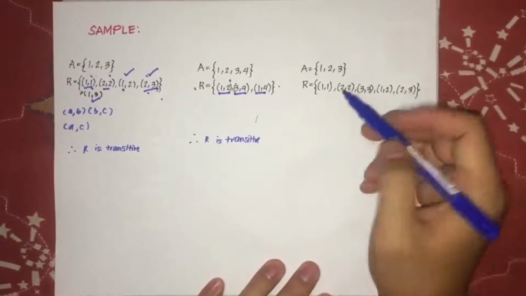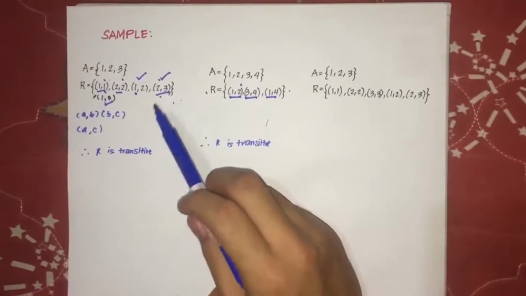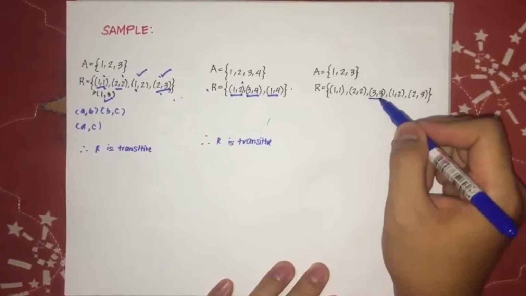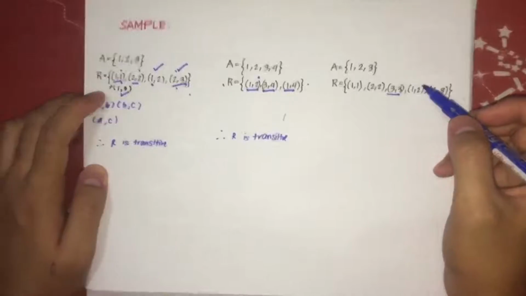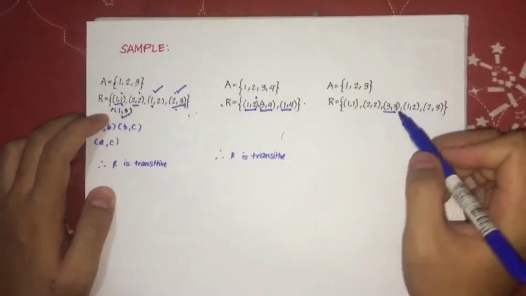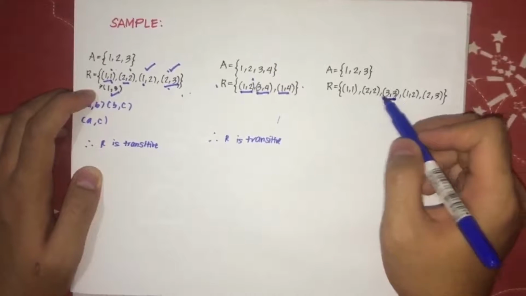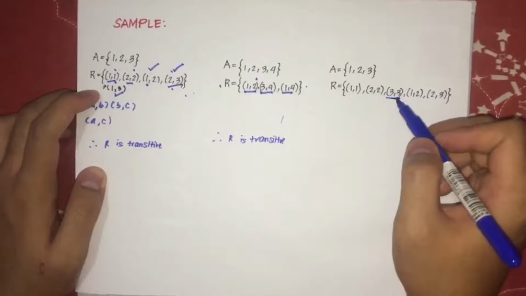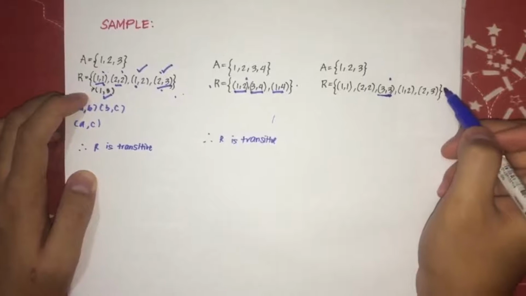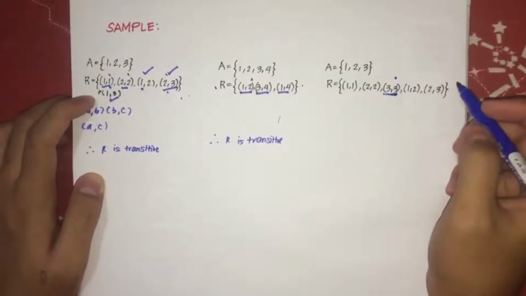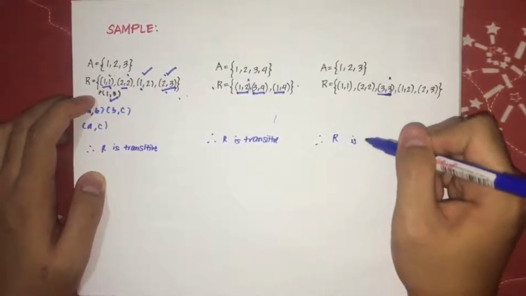Now in this case, sample number 3, which is also like example number 1, but there's an excess here which has (3, 3). So since the first sample is transitive, we should look for this ordered pair, which is (3, 3). Are there any other ordered pairs in this relation that start with number 3? No, there isn't. So we should say that R is not transitive.